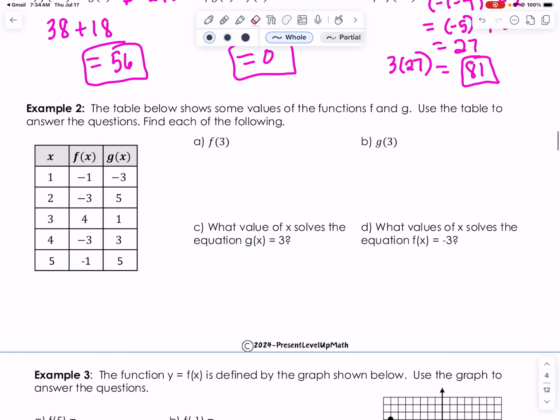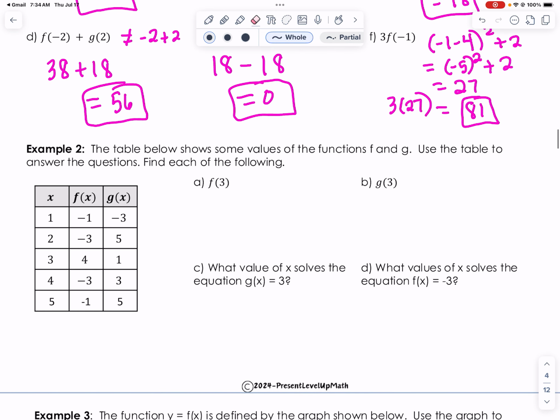In example 2, they're going to give us a table of values. So in example 1, we were evaluating functions when they gave us the equation for the function. In example 2, we don't have an equation. All we have is a table of values. Now, to make this a little easier, I'm going to highlight f of x here in pink, and g of x I'll highlight in green. So I'm going to highlight when they're asking for g in green and when they're asking for f in pink. This will help us keep it straight.